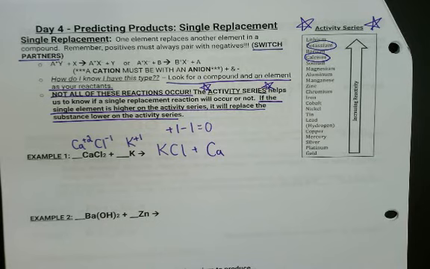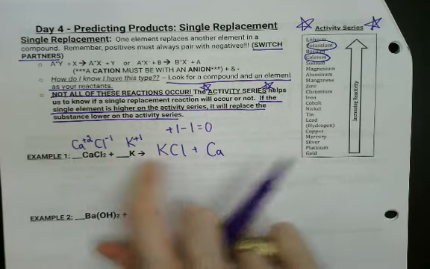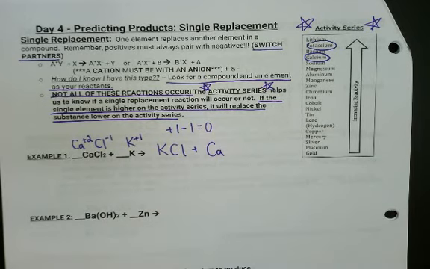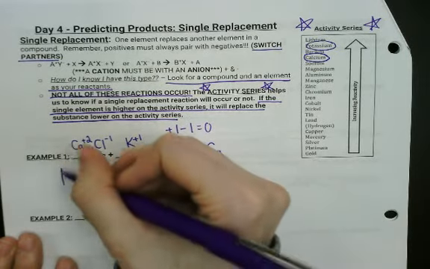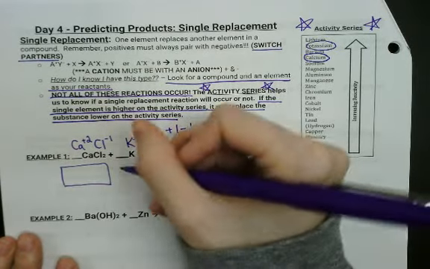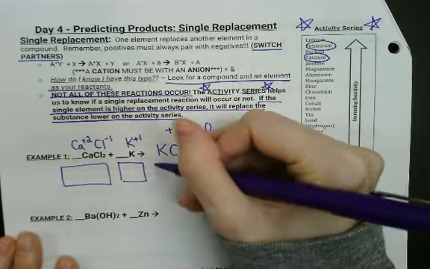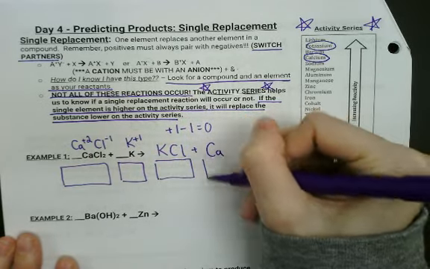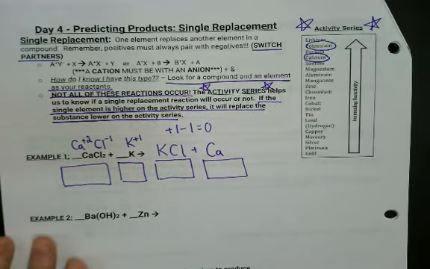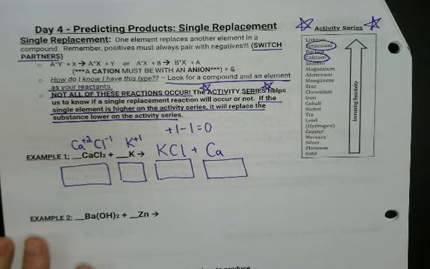So we have now written our products. This is our skeleton equation. It is not balanced yet. So we're going to go ahead and balance it to make sure we have our final equation nice and ready to go. So I'm going to use the box method. If you would like to use another method, you are more than welcome to do so. But I found a lot of you are using the box method, so I'm going to continue to use that on this video.